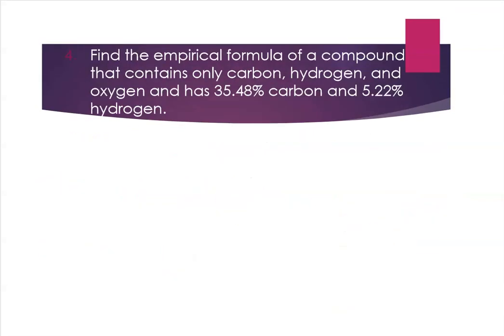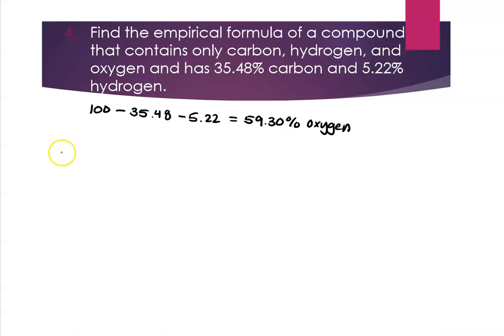Let's look at another. So here we have a compound that contains carbon, hydrogen, and oxygen, but it only gives us the percentage of carbon and the percent of hydrogen. So this is not a problem. If we know how much carbon and hydrogen we have, we know that our total percent composition has to equal 100. So if I do 100 minus the amount of carbon minus the amount of hydrogen, then I should get the percent of oxygen. So this is going to be 59.30% oxygen. So now I have all the information that I need.